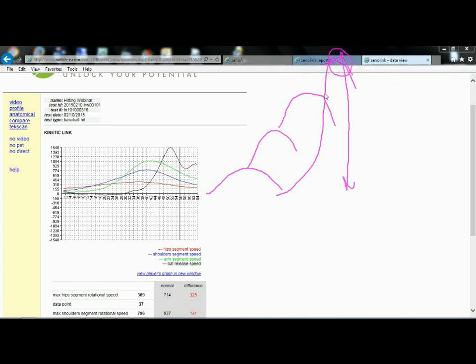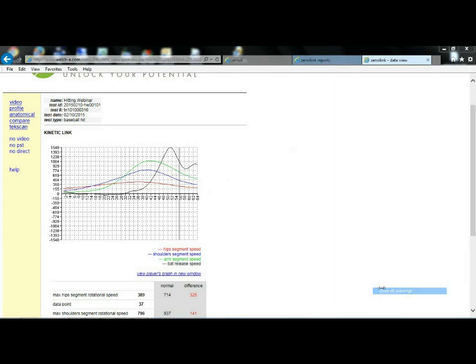So let's talk about our athlete in particular. We have an athlete, and let's talk about our first component. Let's talk about power production.